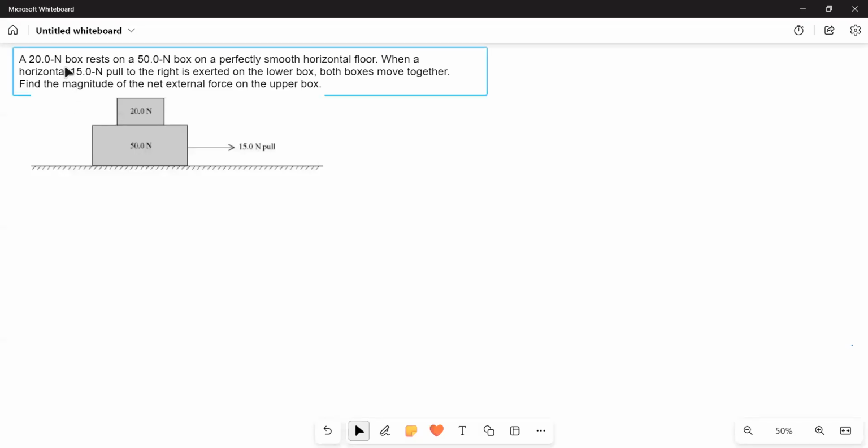A 20 Newton box rests on a 50 Newton box on a perfectly smooth horizontal floor. When a horizontal 15 Newton pull to the right is exerted on the lower box, both boxes move together. Find the magnitude of the net external force on the upper box.